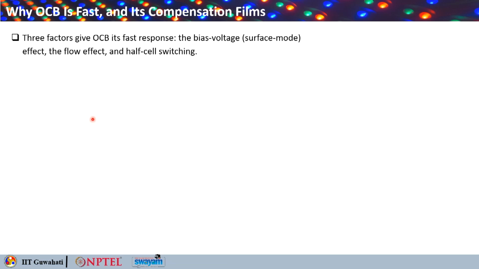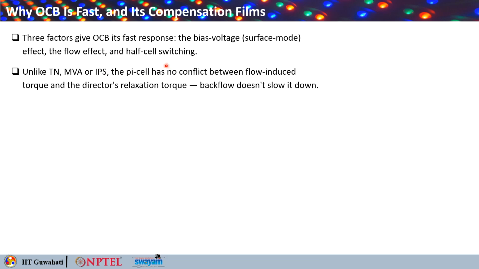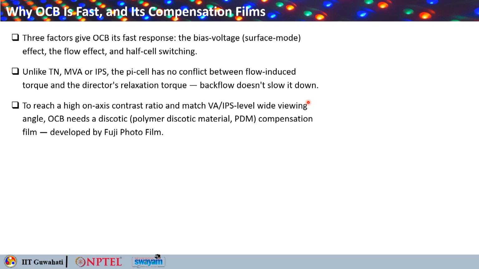Now, why is this OCB fast, and what's the need of the compensation film? So three factors give OCB its fast response. The first thing is the bias voltage, that is a surface mode effect, the flow effect that we have discussed, and the half cell switching. So unlike the twisted nematic, multi-domain vertical alignment and the in-plane switching mode, these pi cells have no conflict between the flow-induced torque and the director's relaxation torque. So the backflow does not actually slow it down.